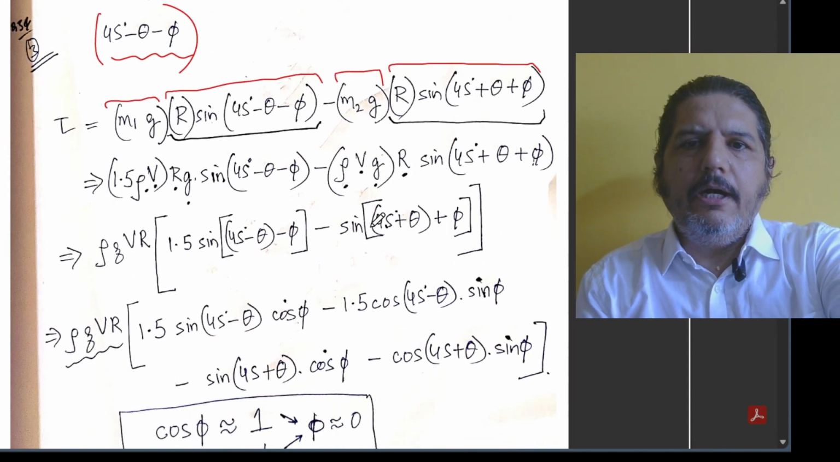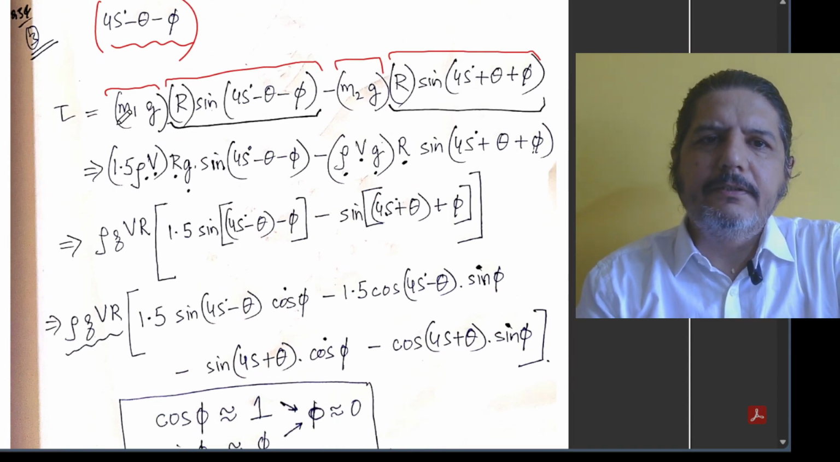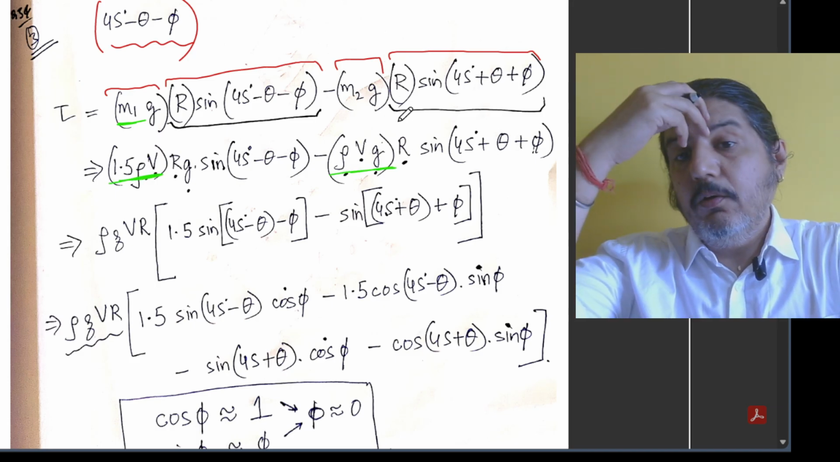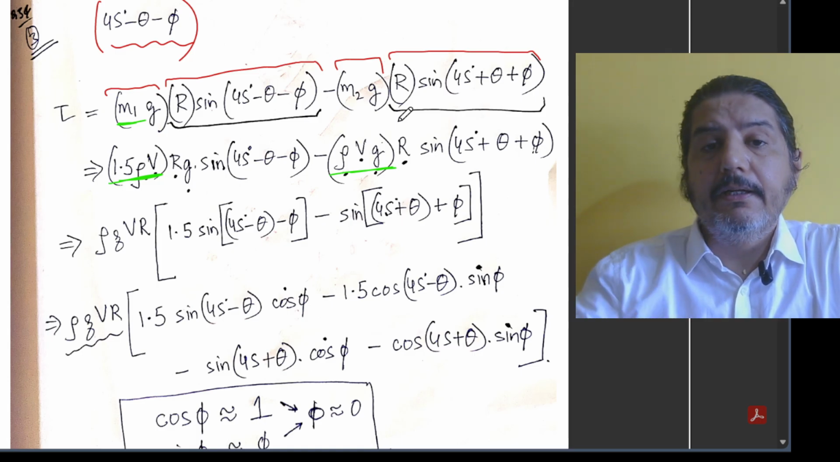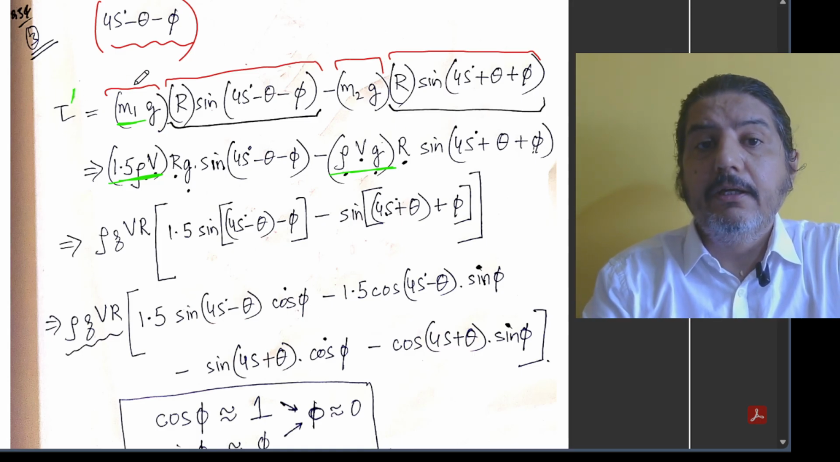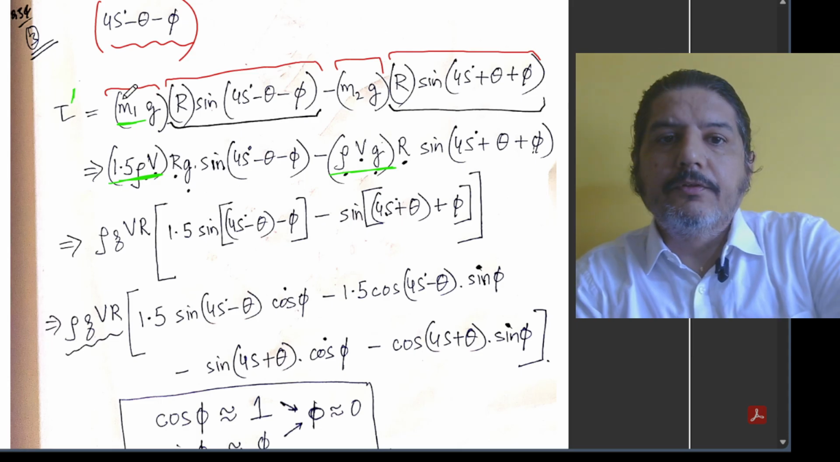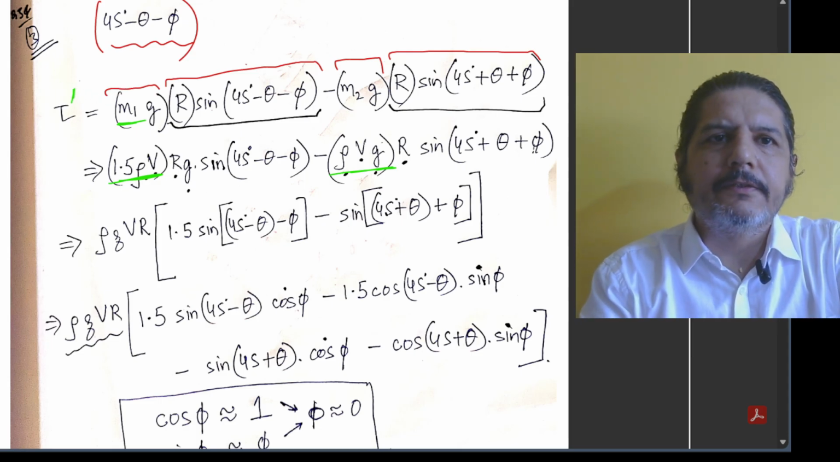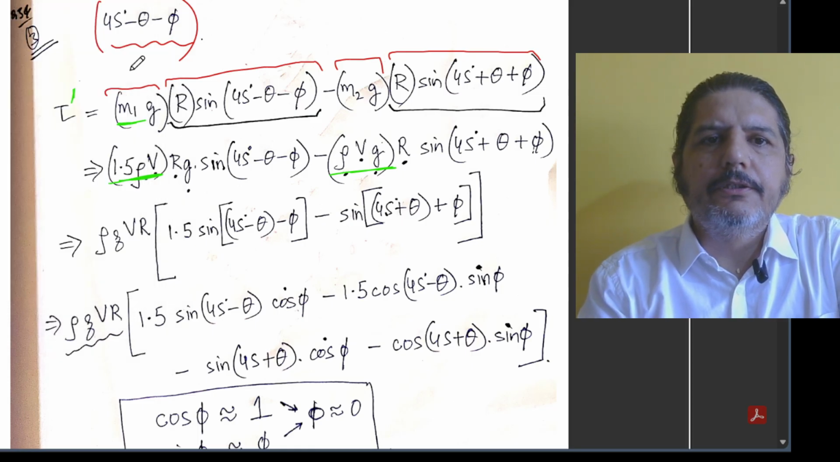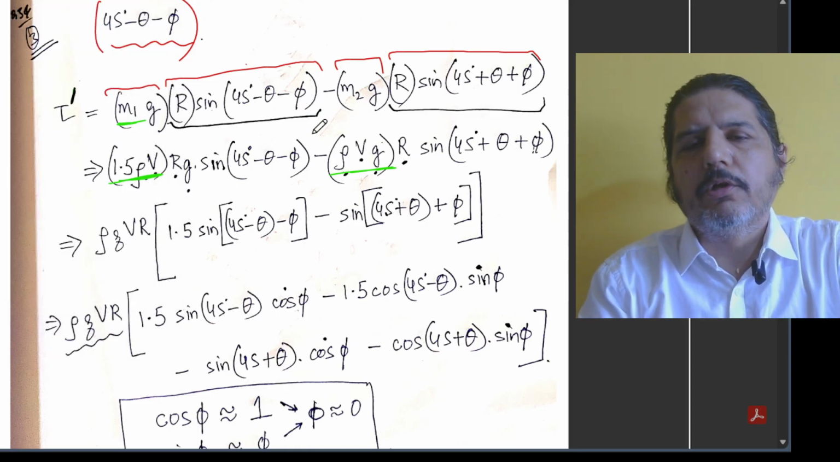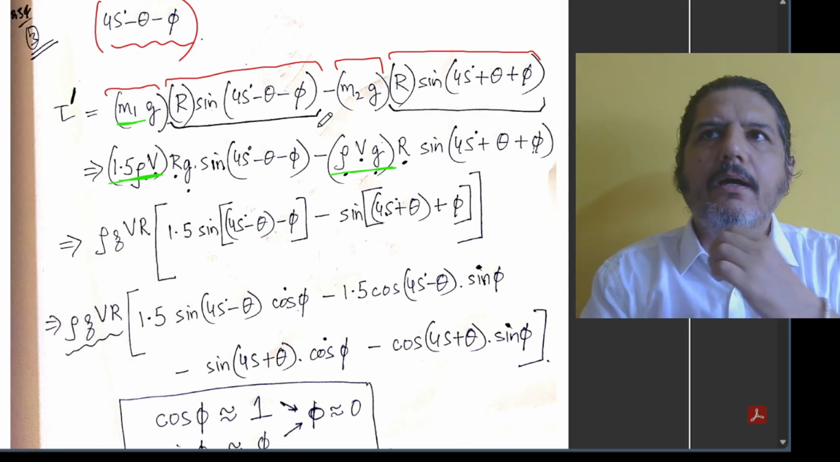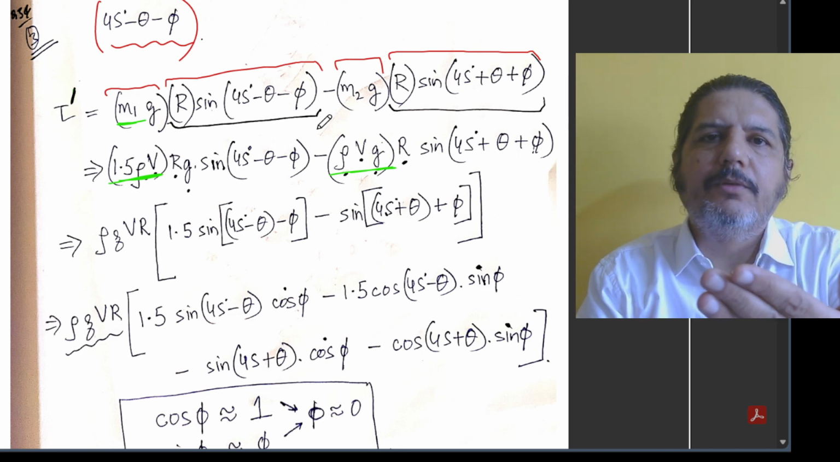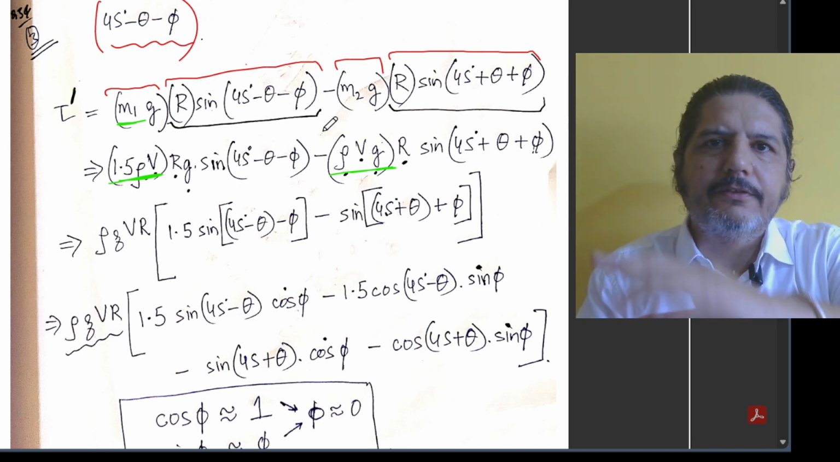So now I have to replace this M1 by 1.5 rho V, this M2 by rho V, multiplied by G. So now I have to do the mathematical manipulation for calculating the new torque. This is the new torque which will be there. So I should be mentioning this as tau dash. This is the new tau. This will give us the SHM equation which they had asked us to show.